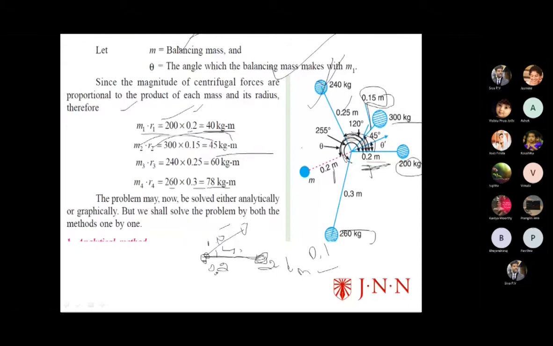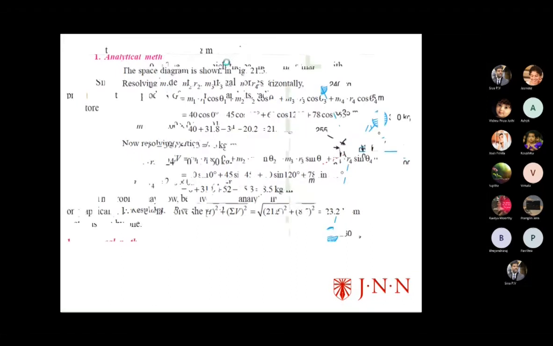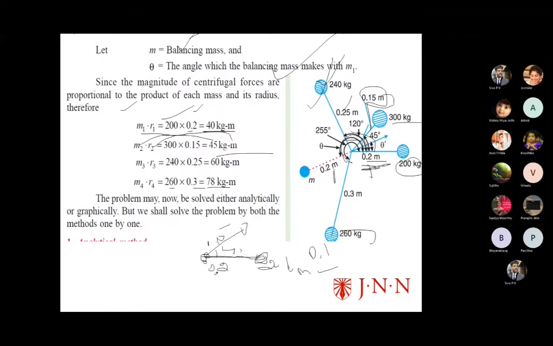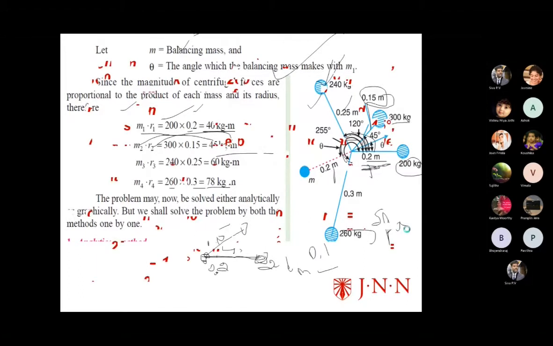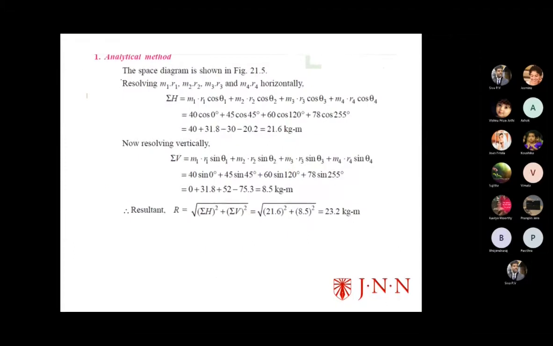So analytical method means, so all the, this is called a space diagram. So this is called a space diagram, right? So in the space diagram, all the values will be considered, resolving all the horizontal forces: M1 R1, M2 R2, M3 R3 and M4 R4 horizontally.